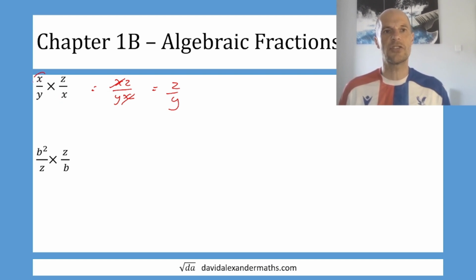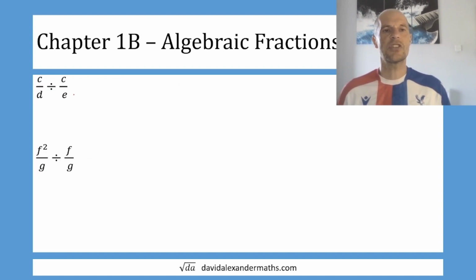So we've got an x on the top here and an x on the bottom there, so therefore these can be cancelled straight away, leaving us just with z over y. So much easier if you do the simplifying before you do the multiplication. So for the second example, b squared over z times z over b, the z's cancel. We've got one b on the bottom, two b's on the top, so this b will cancel with one of the b's in the b squared, leaving me just with a b.